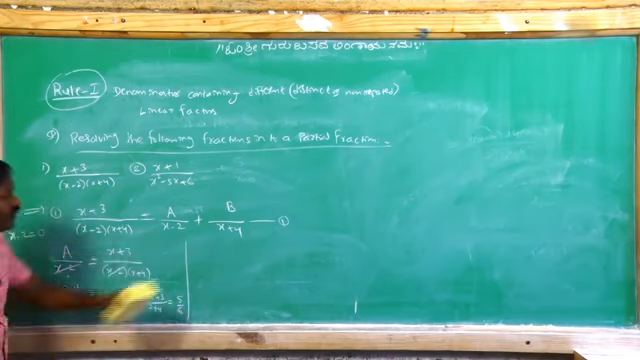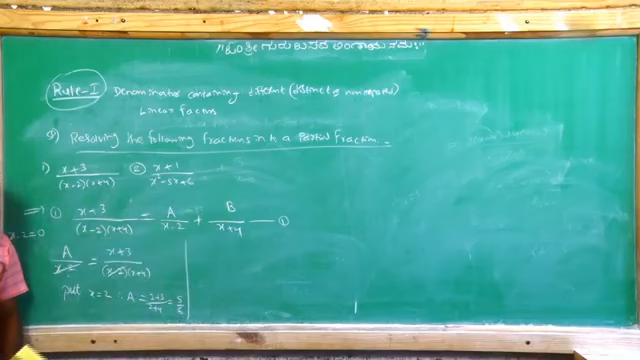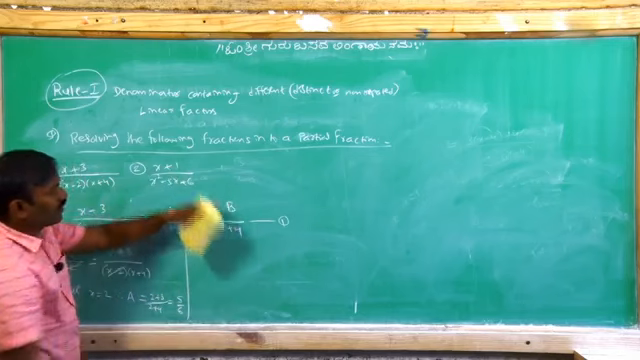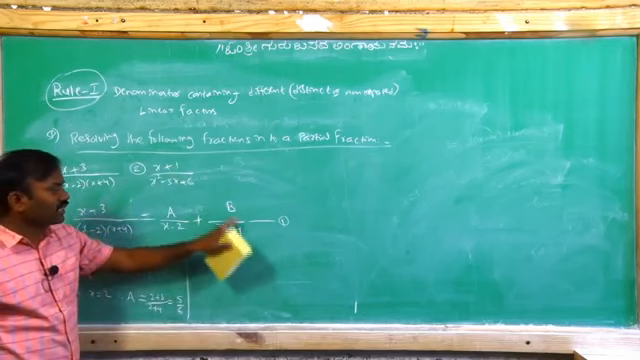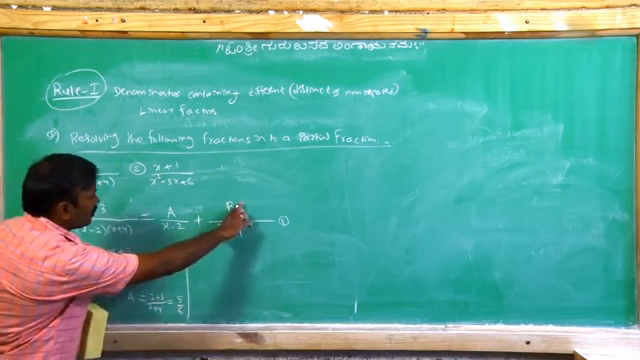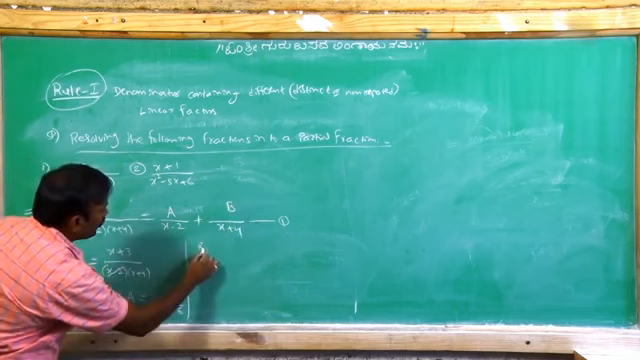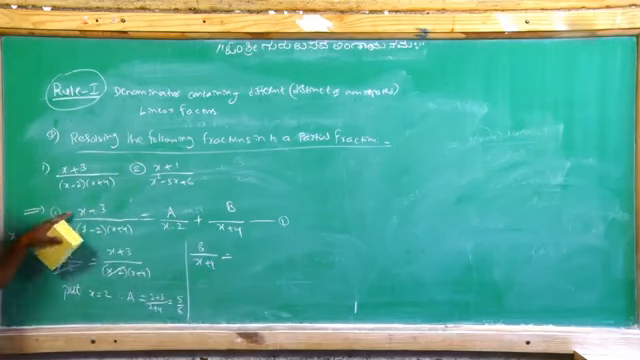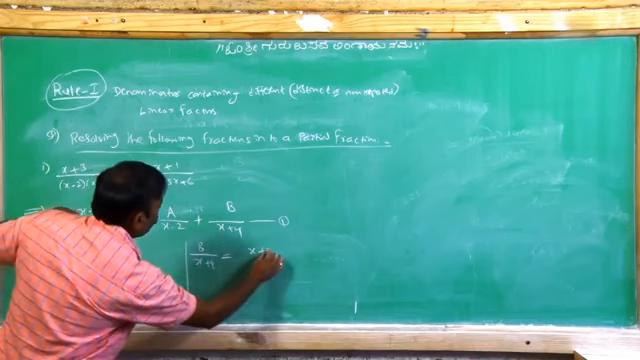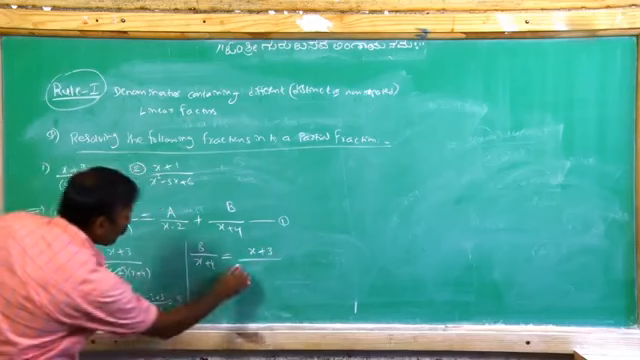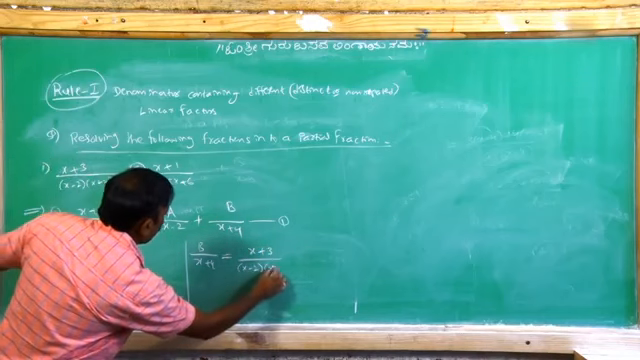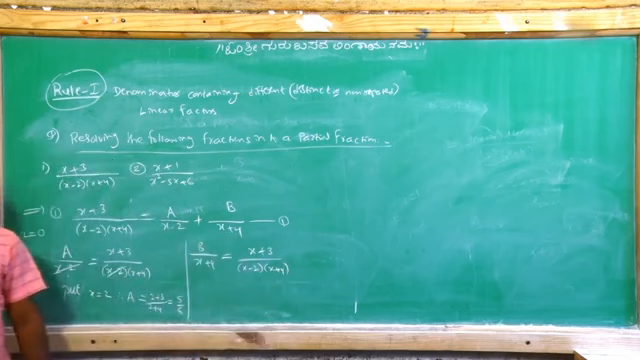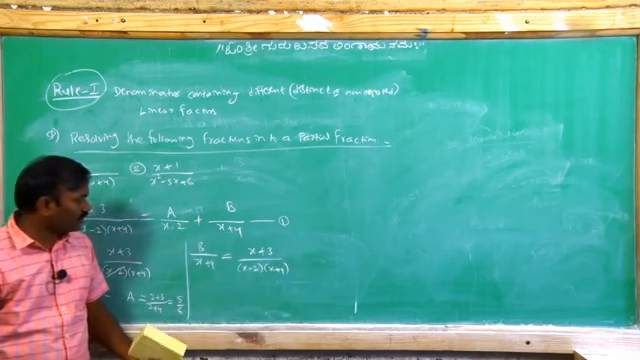Similarly, we can find the value of b. To find the b value, only take the term containing b, the second term, b by x plus 4. Keep the LHS fraction as it is: x plus 3 divided by x minus 2, x plus 4.